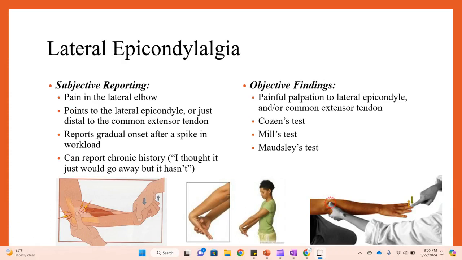So with subjective reporting, they're going to complain of pain in the lateral elbow. They're going to point to the lateral epicondyle or just distal to that, into the common extensor tendon. Some people have pain proximal to the lateral epicondyle, but generally the lateral elbow is going to be the source of their most pain. They're going to have reports of gradual onset of pain after a spike in workload, and they can report a chronic history like, "I thought that this would just go away on its own, but it hasn't."